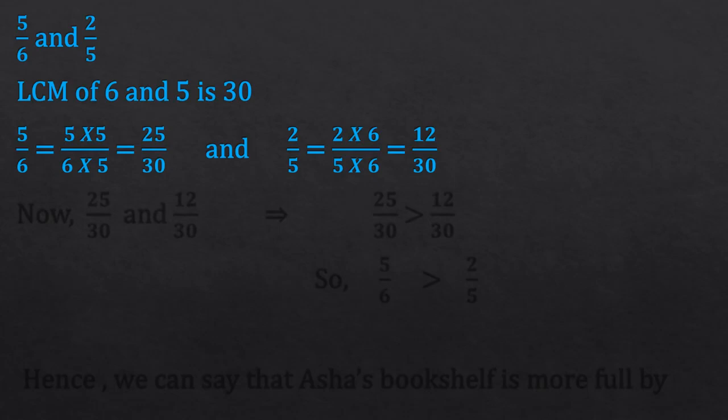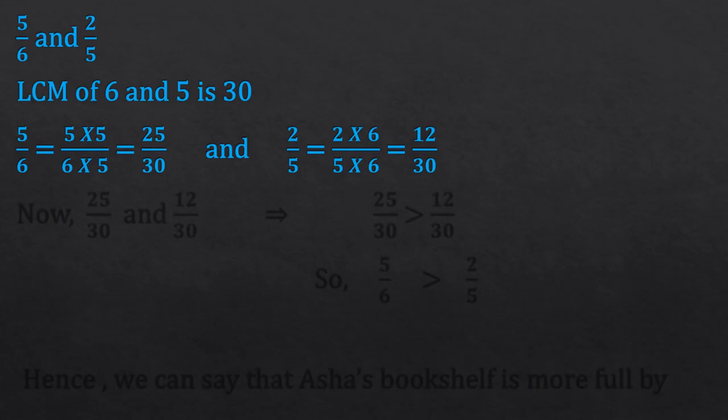Now see the second fraction, 2 upon 5, which is Samuel's bookshelf part. In 2 upon 5, the denominator given is 5 and we have to convert this 5 also into 30. Okay, how will we convert? By multiplying 5 by 6. So if we multiply the denominator by 6, we will multiply the numerator also by 6. 5 6s are 30 and 2 6s are 12. So our fraction is now 12 upon 30.